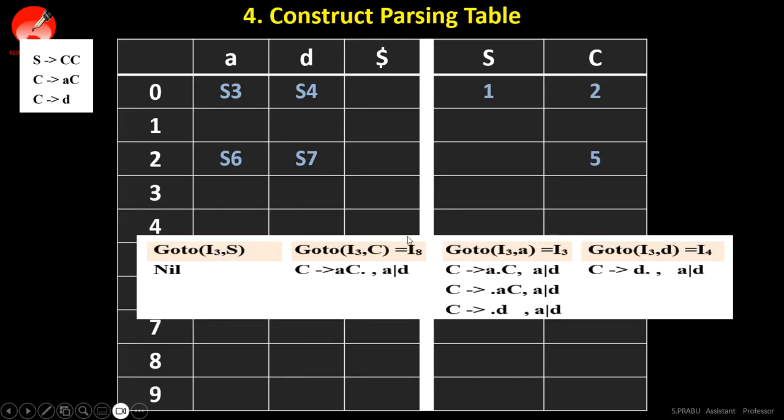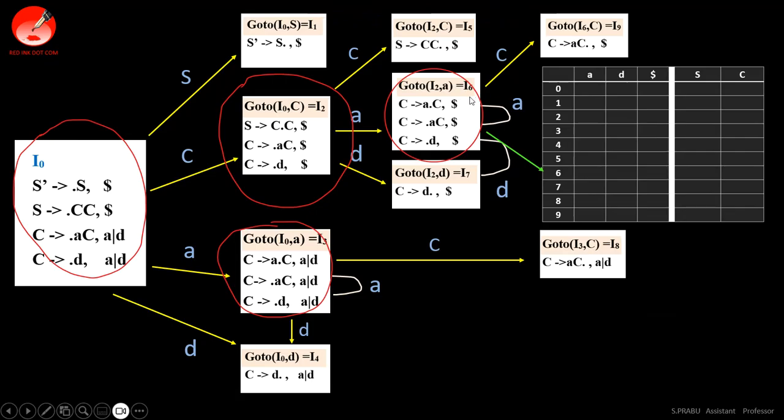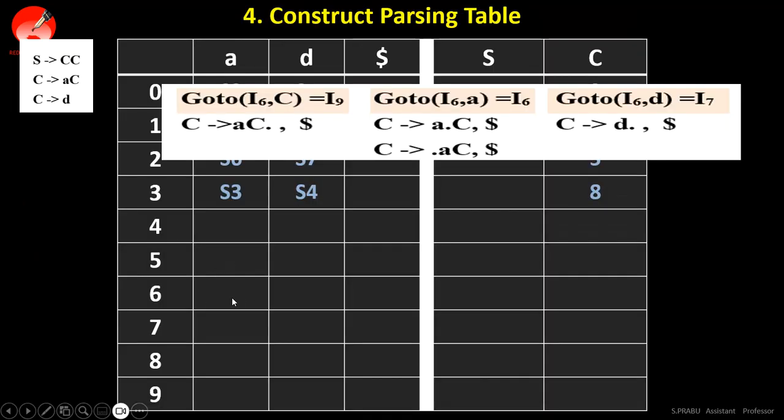I3 versus capital S is nil value. I3 versus capital C is 8. I3 versus small a is shift 3. I3 versus small d is shift 4. Then the next row is I6. So I am going to fill the sixth row.